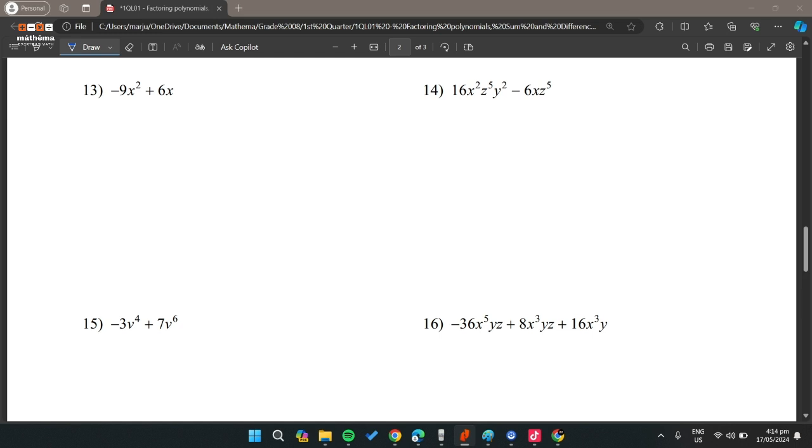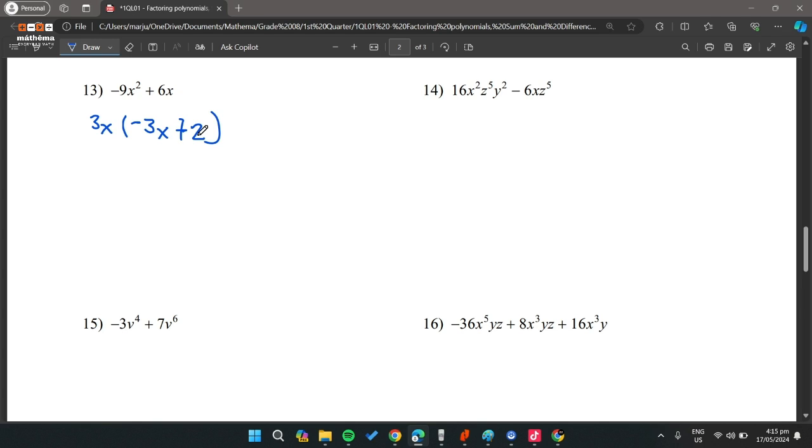Alright, so I think by now, you can easily identify the common factor, alright? Without relying much on the number first and then the variable. So, try to look at number 13. What is our common factor? So, 3 is for the number, alright? What about the variable? Alright, good. We have 3x. Alright, 3x. And then, negative 9x squared divided by 3x. That should give us negative 3x plus, this is 2. So that will be our answer.